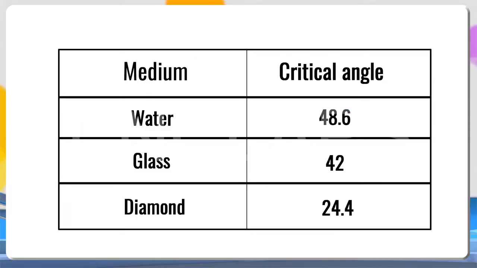This table shows the values of critical angle for some media. The critical angle of water is 48.6 degrees. For glass, it is 42 degrees and for diamond, it is 24.4 degrees. Now, let's consider some examples here.